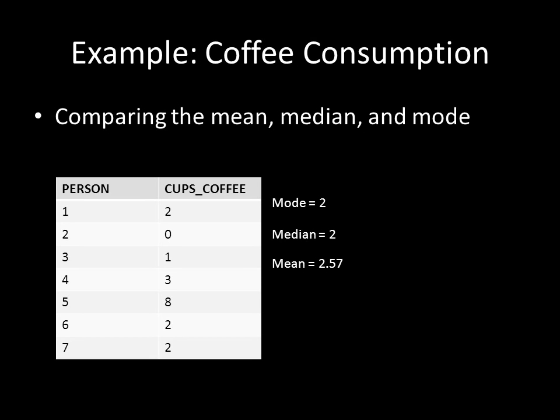How do these mean, median, and mode values compare? What's kind of interesting, the mode and the median are identical, they're both 2. The mean is slightly higher, and the mean is slightly higher likely because of person 5, who is somewhat of an outlier in our sample.